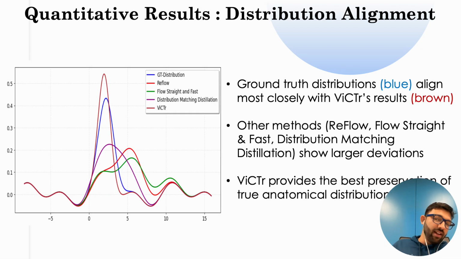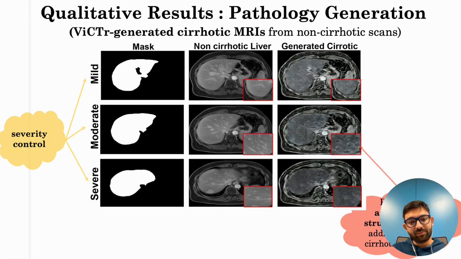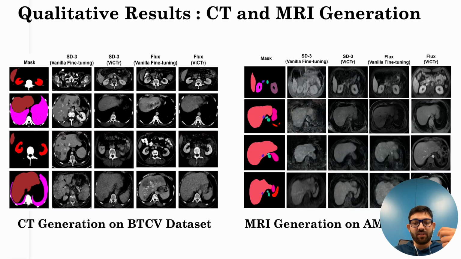We have also done the alignment study between the ground truth distribution and the generated distribution, with the other techniques, and we can clearly see that ViCTr can overlap the ground truth distribution much more closely than other previous methods. You can also clearly see the qualitative results on the pathology generated images, in which we also did the severity control, and in the generated cirrhotic liver, we can see that the texture and the patterns are clearly visible with our method.